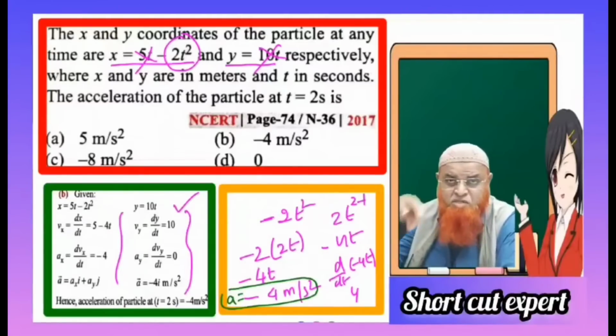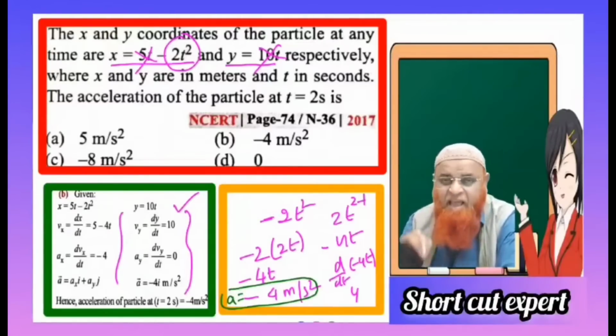Thank you very much. You can do this problem without pen and paper also. Just take 2t, which means 2 into 2, 4. That's it. Minus 4, because the minus sign is there.